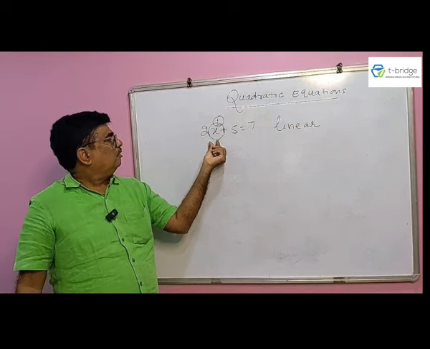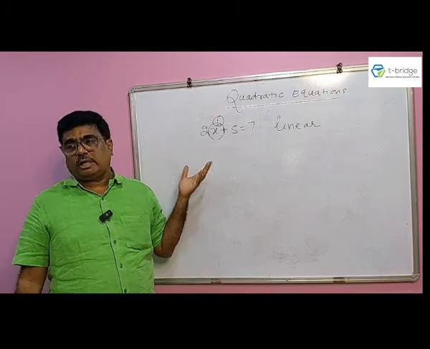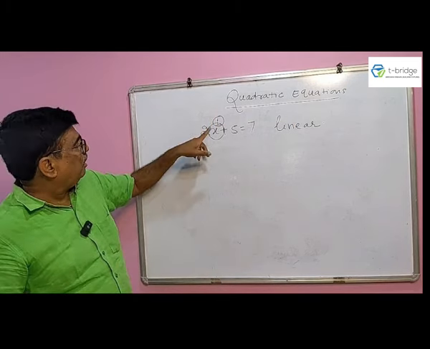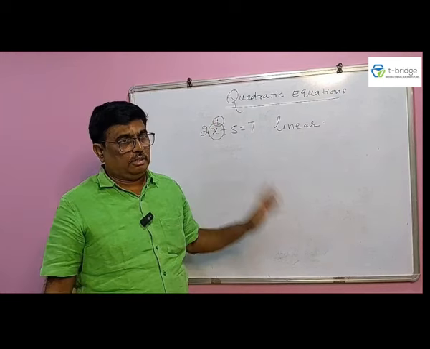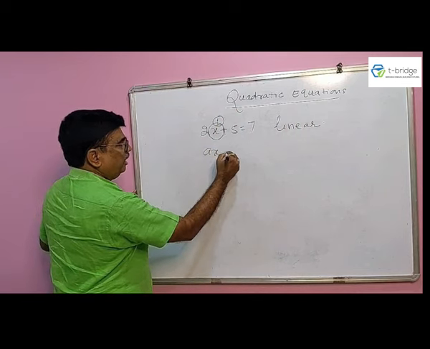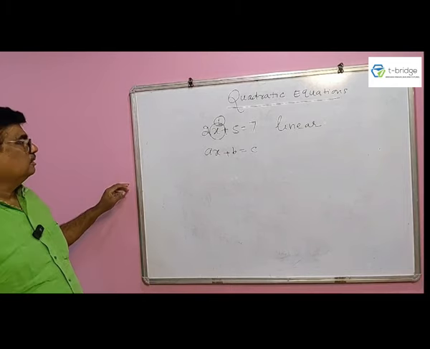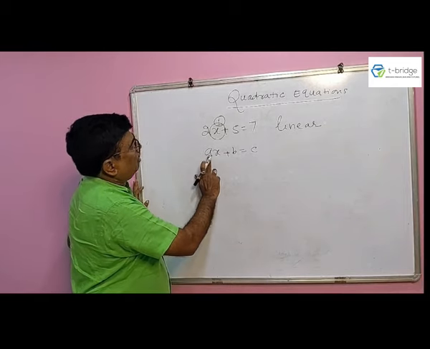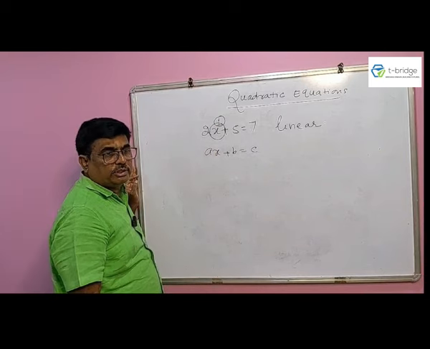If the highest power of the variable is 1, what do we call the highest power? Degree. The degree of this equation is 1, so it is called linear. The general form of a linear equation is written as ax plus b equals c.